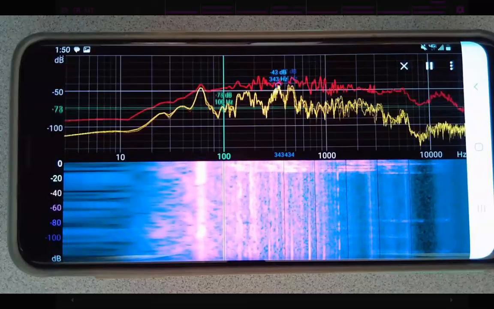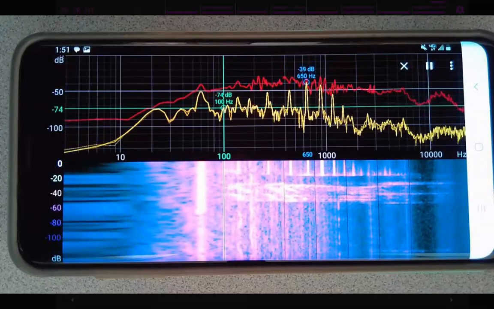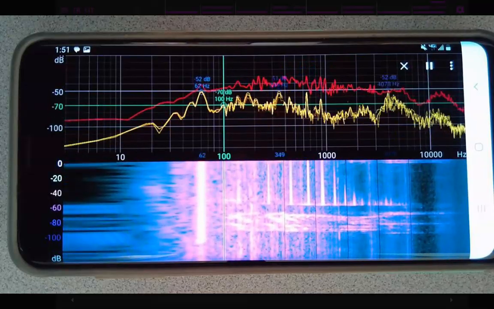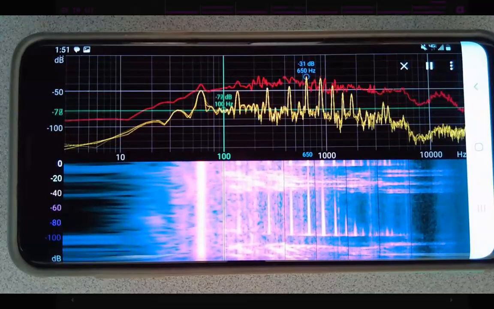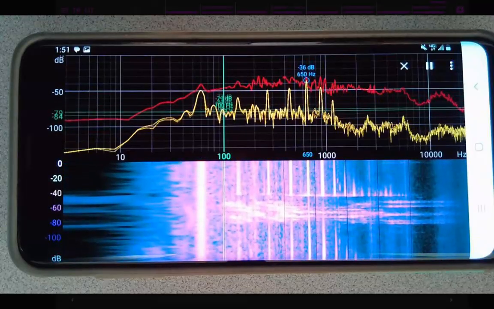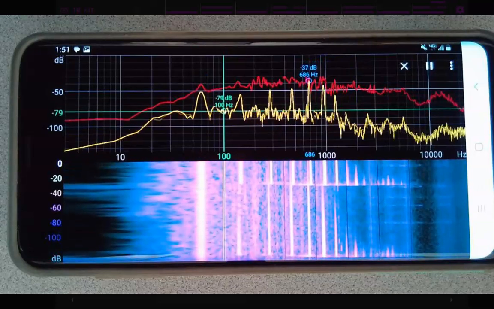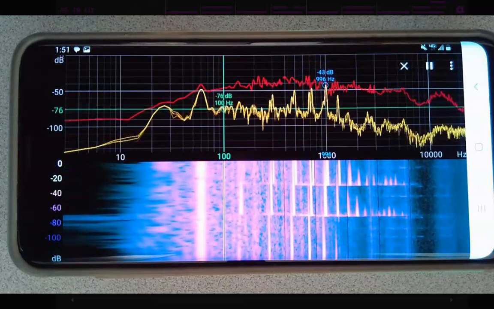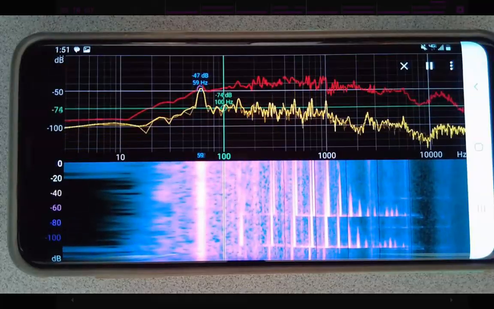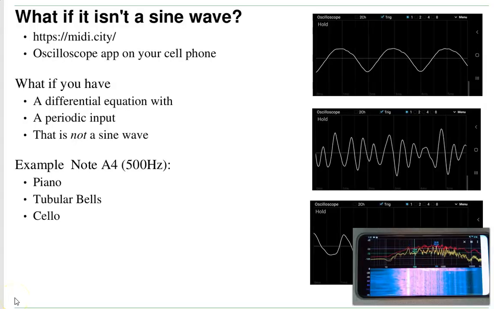Back to tubular bells. You see some very strong frequencies. I'm just kind of having fun with different instruments.